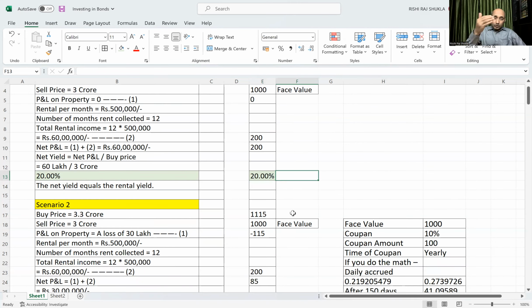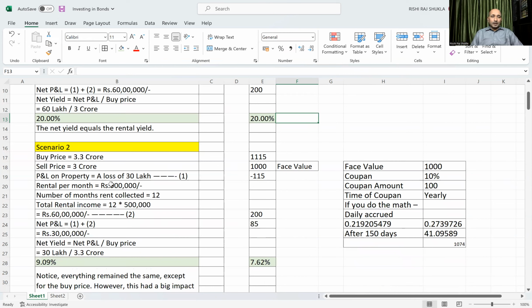But now consider the second scenario. Here, this property was purchased at 3.3 crore. Suppose this same bond is purchased, in place of 1000, at 1115. So 115 is the premium. With the premium value, we purchase this. Then what will happen? In this case, we will see on sale, how much? 115 rupees will be loss.